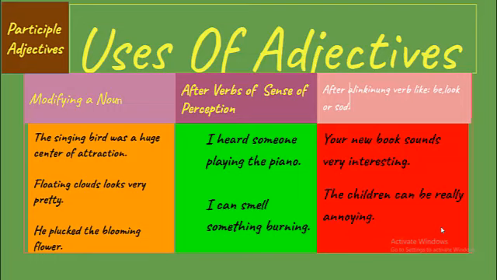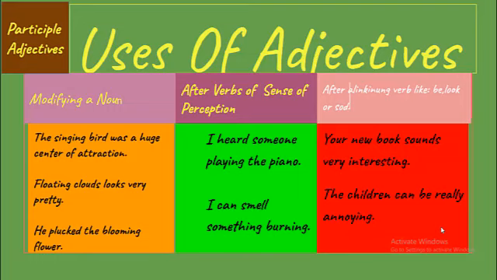I can smell something burning. Although here is an activity in the ing form of the verb, when it comes after an indirect object like someone, something, her, he, she, then these words are called participle adjectives. These are not gerunds.